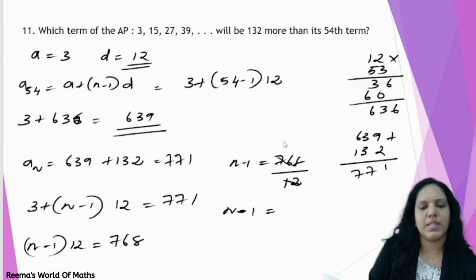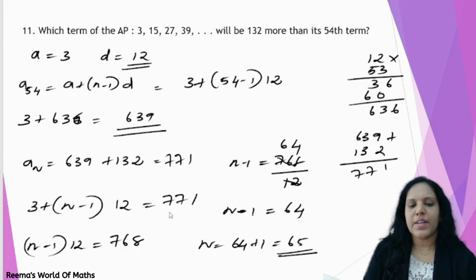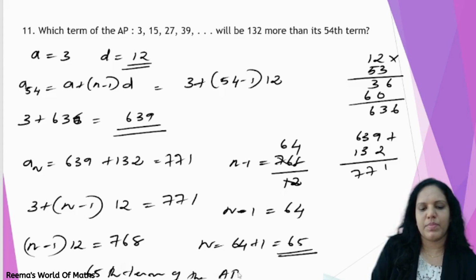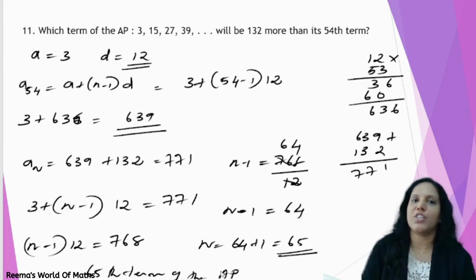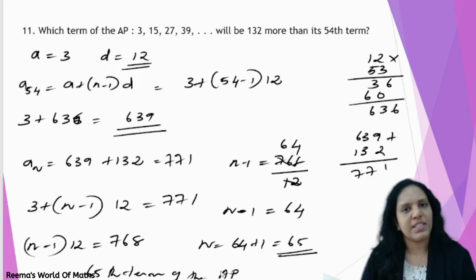So that will be 12 times 6 is 72, balance 48, so that is 64. n equals 64 plus 1 equals 65. So 771 is the 65th term of the AP. So the 65th term is 132 more than the 54th term. So that's the question. 771 is the term which is 132 more than the 54th term, and the position of that term is 65.